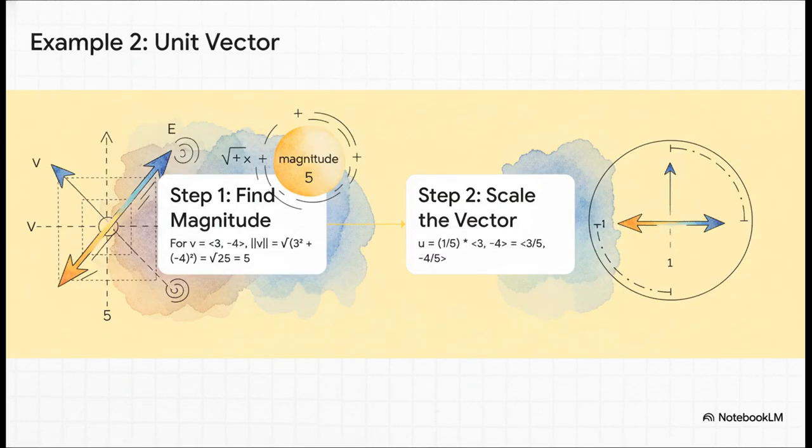Find the unit vector for v equals <3, -4>. Okay, what's the first thing we need? Its length, right? So we calculate the magnitude. Square root of 3 squared plus (-4) squared. That's the square root of 25, which is just 5.